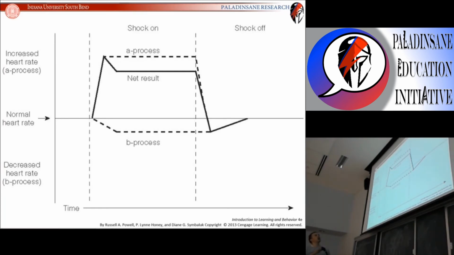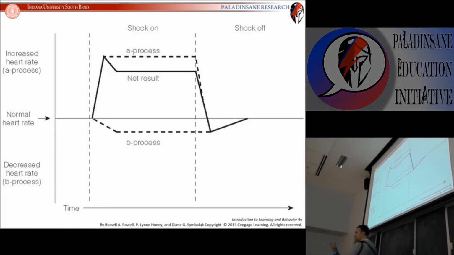So once the shock is turned off, the A process switches off very rapidly, but the B process is still going. And because your heart rate is a combination of your A process and your B process, the B process actually pulls your heart rate down once the A process is off, and then very slowly brings it back to normal. And that's why we have this reaction here where we have an increase in your heart rate, followed by a decrease before we get back to our normal level.